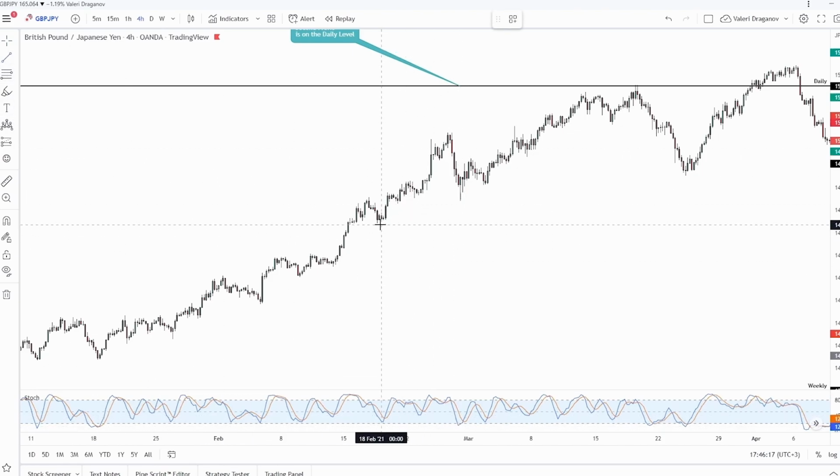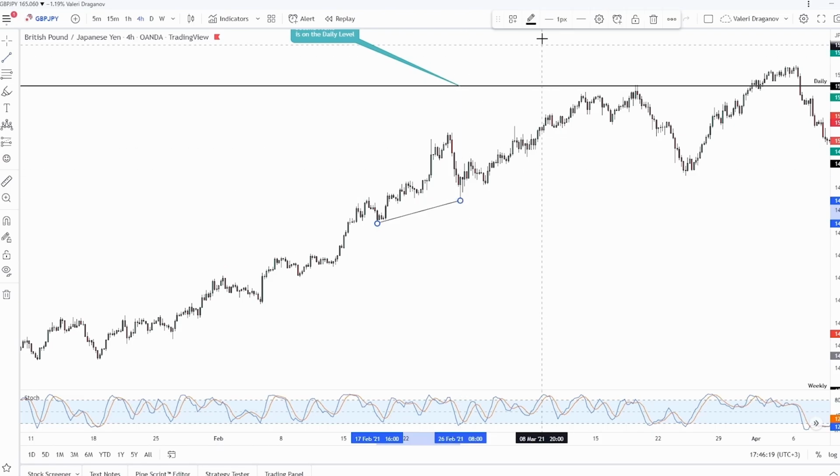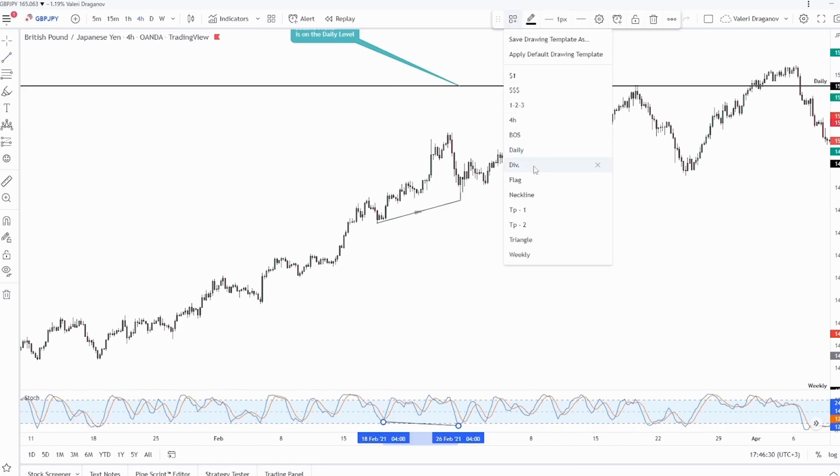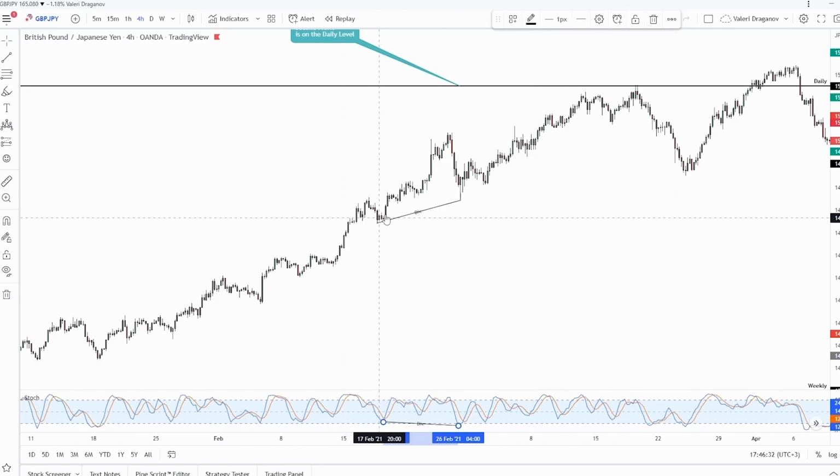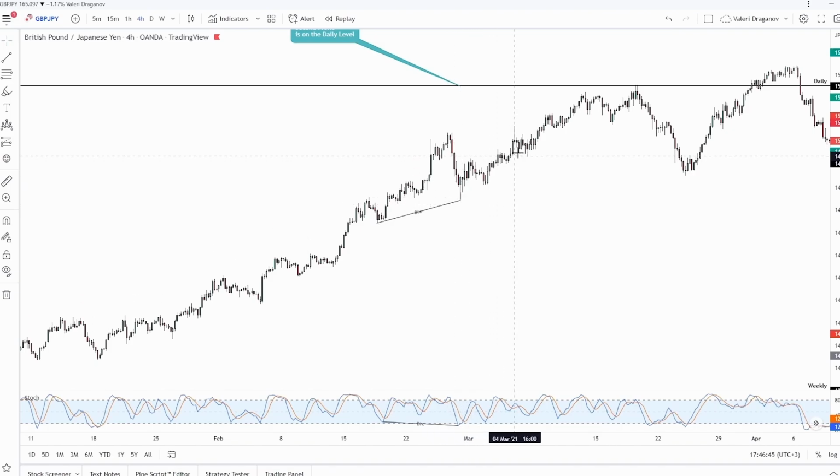Let's connect these bottoms right here. We're gonna name it Divergence. And we're gonna connect with the trend line the lows on the stochastic. We're gonna also name it Divergence. We can see that on the chart, this trend line is tilted up, but on the stochastic, it is tilted down. So that indicates to us that the price is oversold right now and maybe a new upward movement is coming.